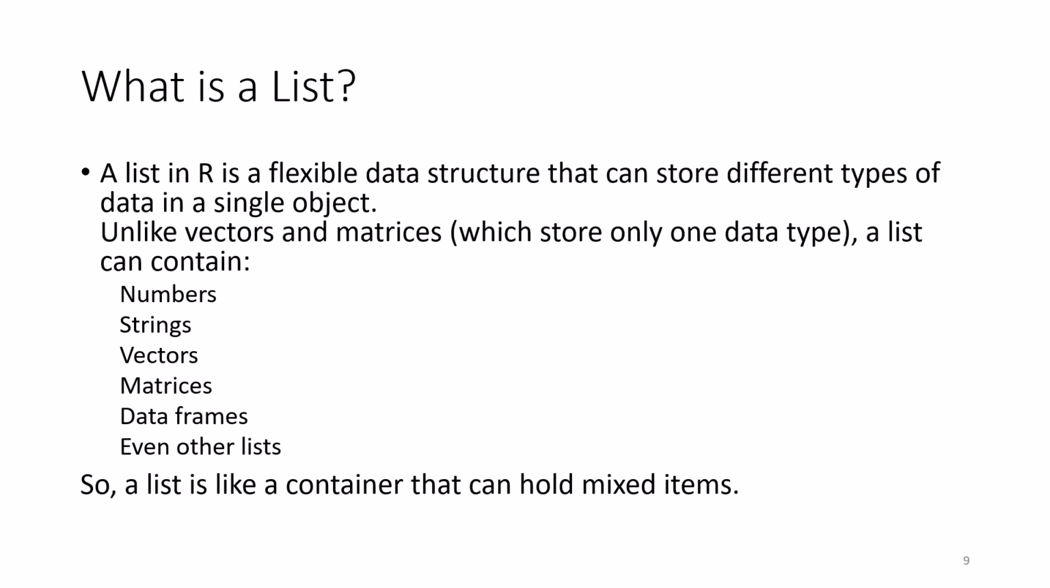A list in R is a very flexible data structure because it can store different types of data in one place. Unlike vectors or matrices, which can hold only one type of data, a list can contain many different types such as numbers, strings, vectors, matrices, data frames, and even other lists. So we can think of a list as a container that can hold a mix of different items together.